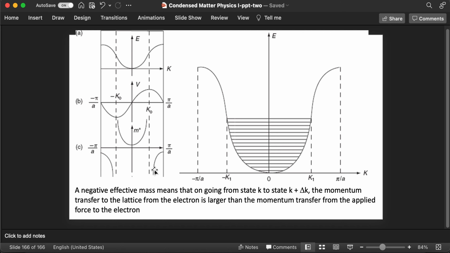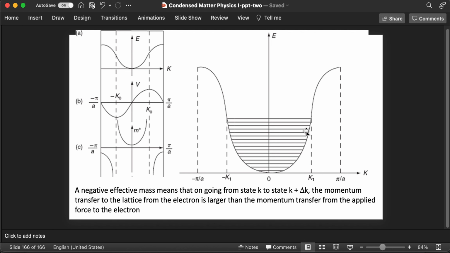And so states that are close to the zone boundary actually behave like holes. A negative effective mass means that on going from state k to k plus delta k, the momentum transfer to the lattice from the electron is larger than the momentum transfer from the applied force or the applied field to the electron, and that's the reason why you have negative effective mass. Sometimes it's convenient to consider states close to the zone boundary in terms of holes. You don't need to do it all the time.